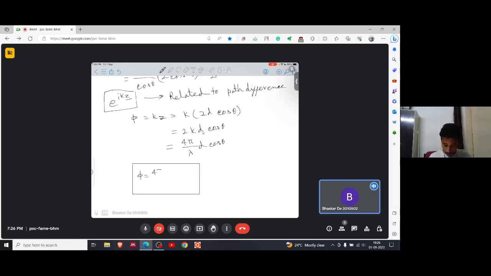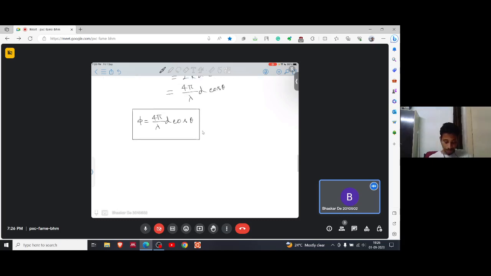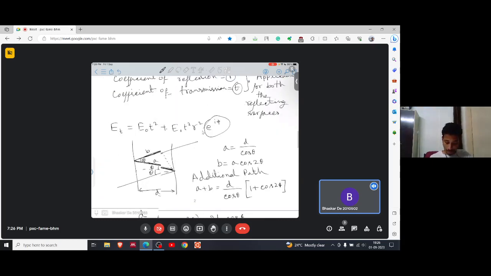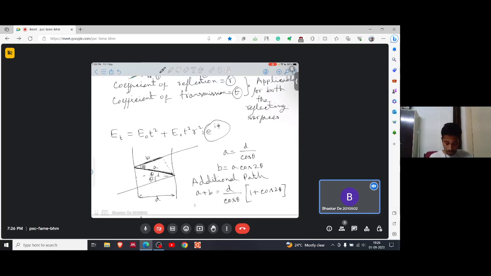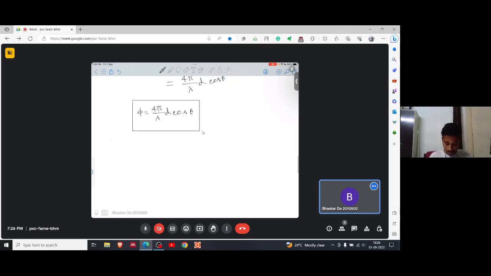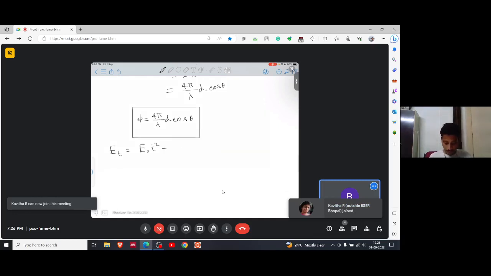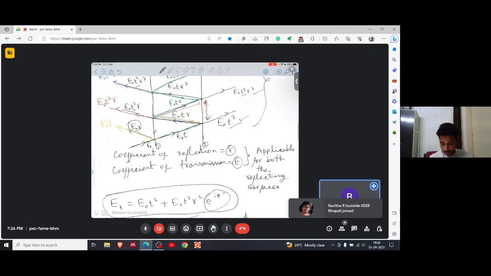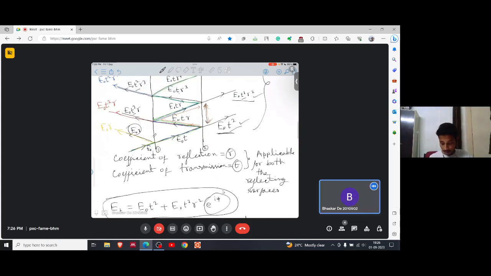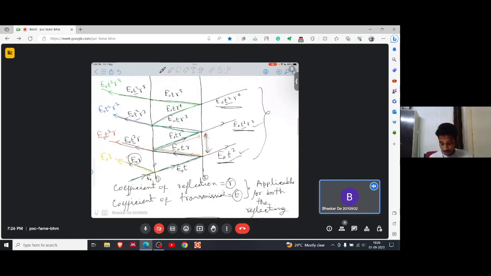Phi equal to 4 pi lambda d cos theta. Okay, so now I will just write this equation that I have discontinued writing. I will just write this again. Et equal to E naught t square. So E naught t square is this term, then I will write this term and this term and so on.